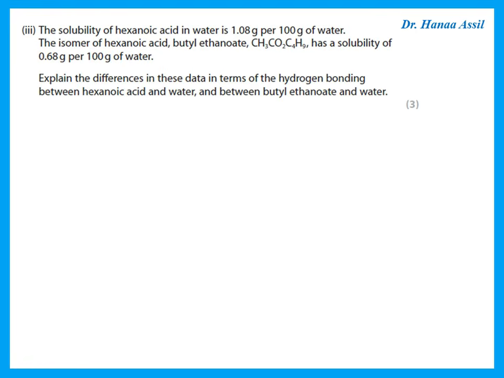The solubility of hexanoic acid in water is this. The isomer of hexanoic acid, butyl ethanoate, has a solubility of this. So this is a lower solubility. So he's telling me that butyl ethanoate has lower solubility in water than hexanoic acid. Explain the differences in these data in terms of the hydrogen bonding between hexanoic acid and water and between butyl ethanoate and water. Well, let's look.